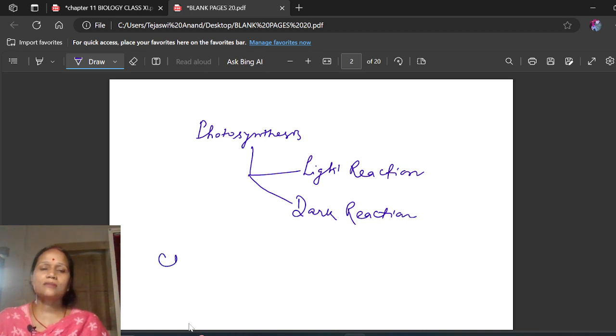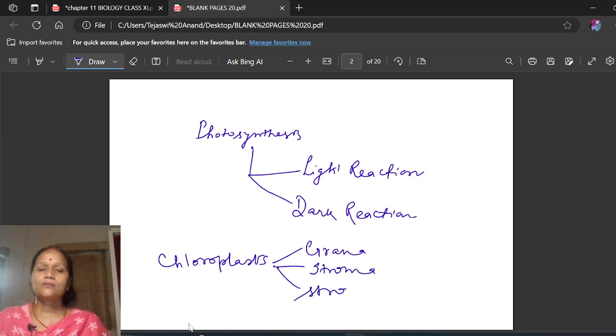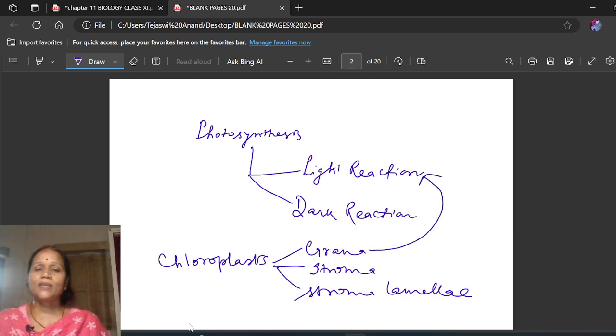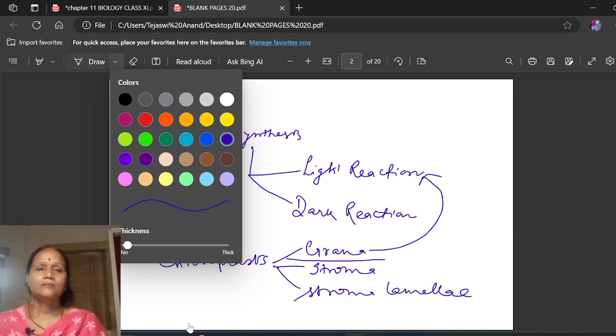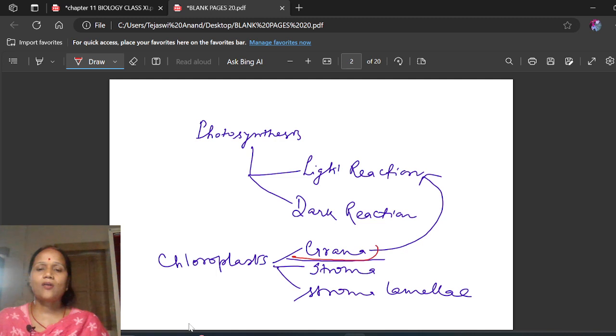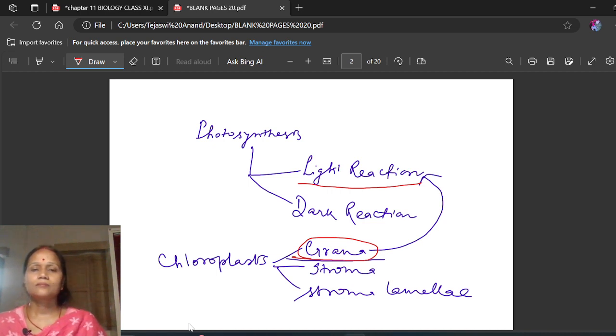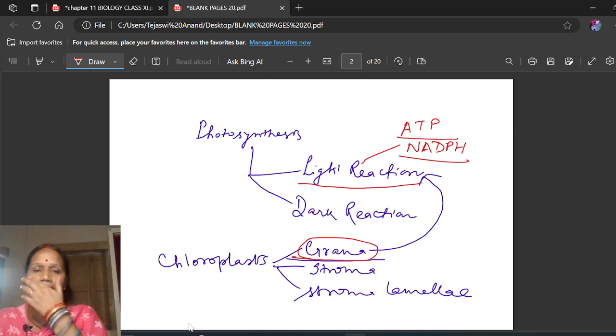When we are reading about chloroplasts, the three important parts that you have to study are grana, stroma and stroma lamellae. As we have studied, light reaction takes place in the grana of chloroplast. And during light reaction, the main products that are formed will be ATP and NADPH. ATP is adenosine triphosphate.